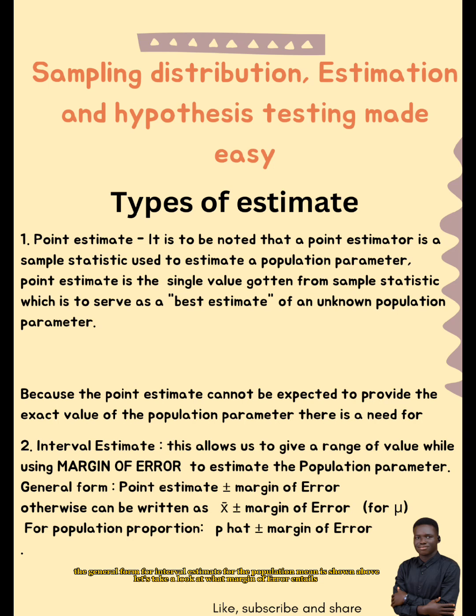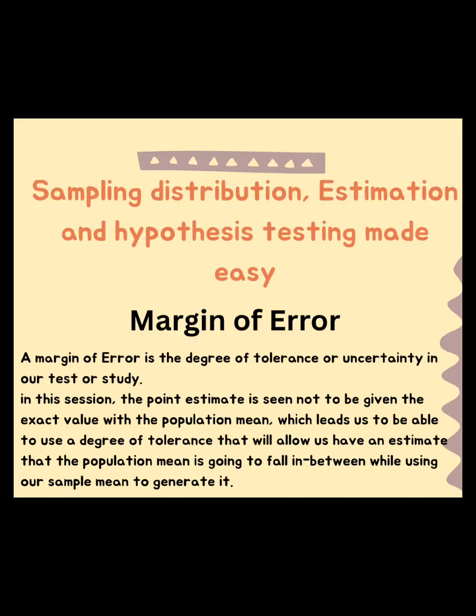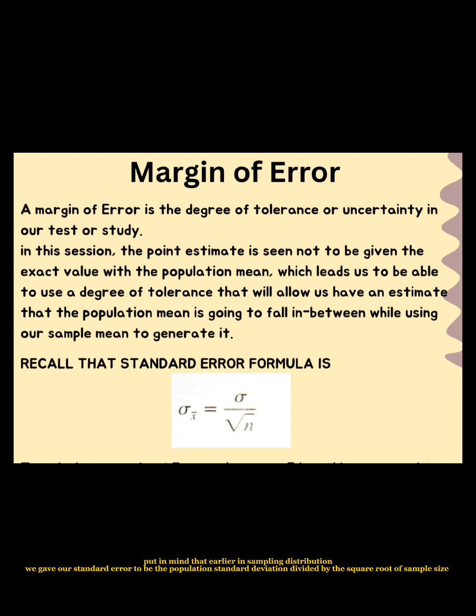Let's take a look at what margin of error entails. The margin of error is seen as the degree of tolerance or uncertainty in our test or study, since the point estimate tends not to give the real population mean. This leads us to use the margin of error to have an interval estimate, which our population mean will fall in between, while using the sample mean. Keep in mind that earlier in sampling distribution, we gave our standard error as the population standard deviation divided by the square root of the sample size.